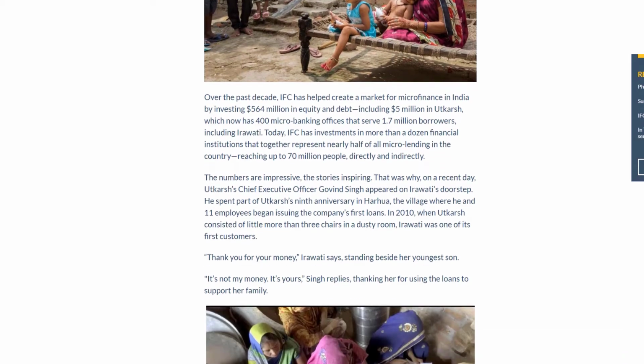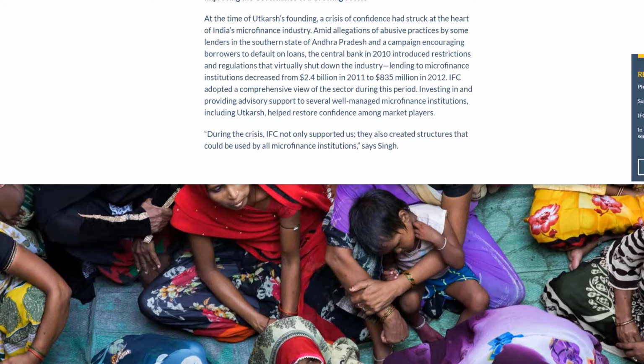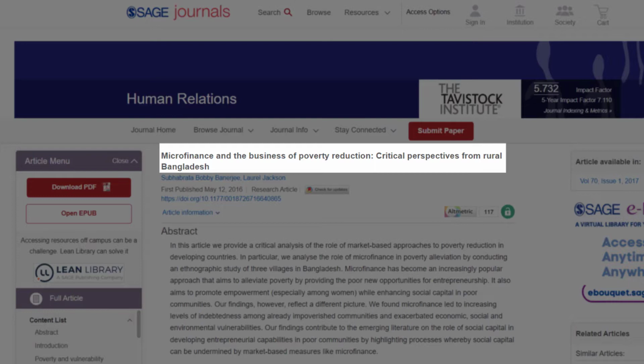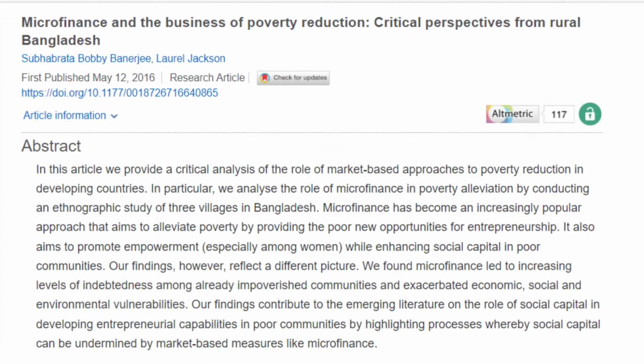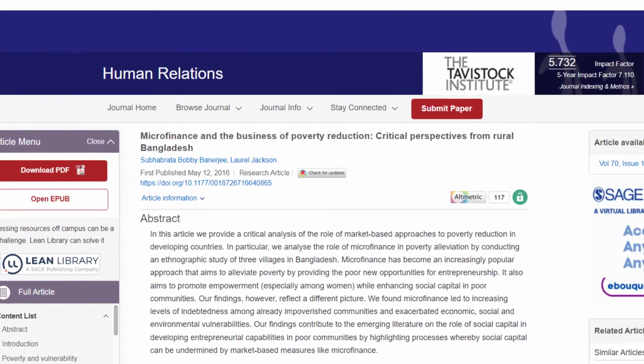While we believe that small loans did have a big impact on these individuals' lives, to evaluate if it is a solution to reduce poverty, we need more data based on scientific research. Compared to the article "Microfinance and the Business of Poverty Reduction: Critical Perspectives from Rural Bangladesh." The article is also based on personal narratives, but the difference is that the study adopted a qualitative approach and involved observations, focus groups, and in-depth interviews. The research found microfinance led to increasing levels of indebtedness among already impoverished communities and exacerbated economic, social, and environmental vulnerabilities. This study enables us to gather deep insights on small loans and poverty-related concepts and experiences.